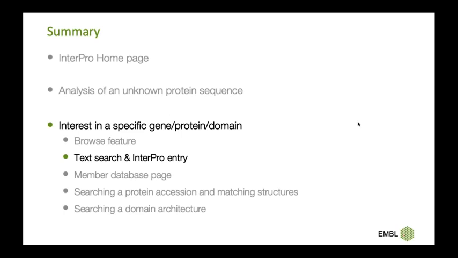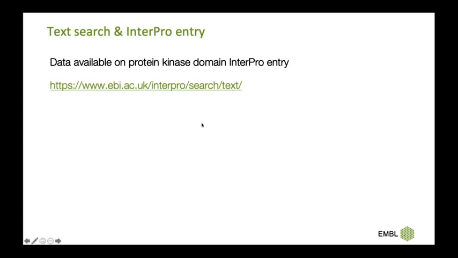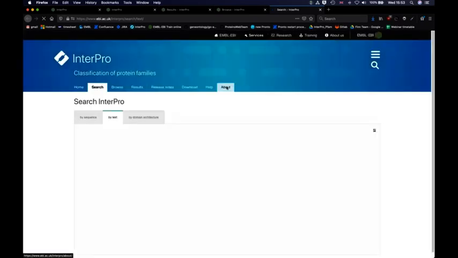Now let's imagine you are interested in doing a particular text search. You are interested in a particular protein family or a particular domain. So you are going to perform a text search on InterPro. For this example, I have chosen to look for a protein kinase domain InterPro entry. So in the search section, we are going to search by text this time.